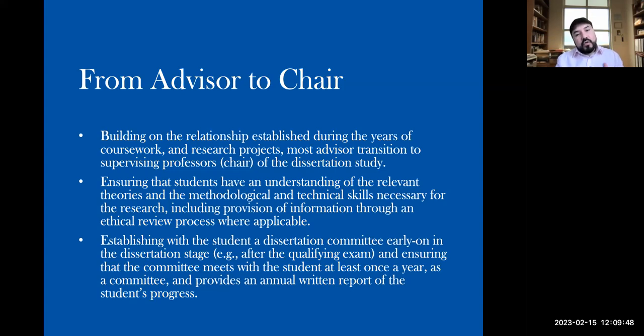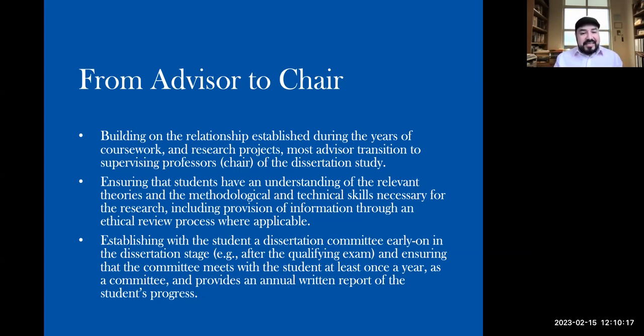That's why it's so critical that during the years that you're taking your courses, you're working with that faculty member who is deemed your advisor as you were admitted into your program. The advisor can then start building on the relationship that is established during the years of coursework and the research process. And most advisors traditionally transition to the supervising professor, the chair of the dissertation study.